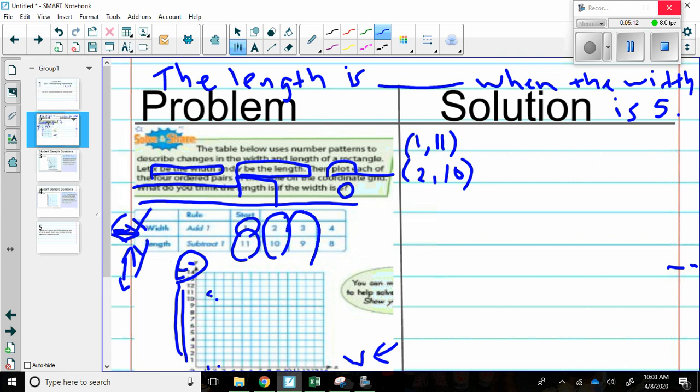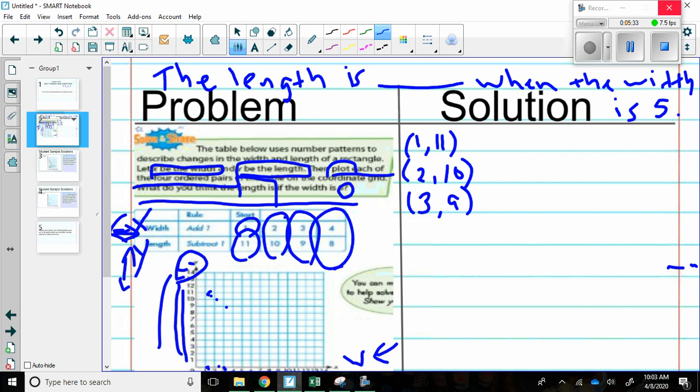The third plot, the ordered pair is 3, 9. I count 1, 2, 3. Oh, I got that one. 3 on the graph, and then I go up positive 9. So count all the way up to hit 9.